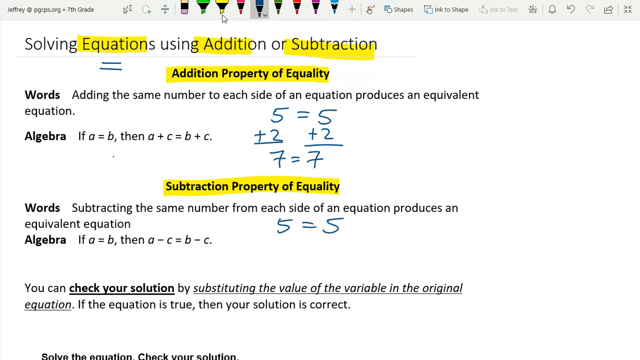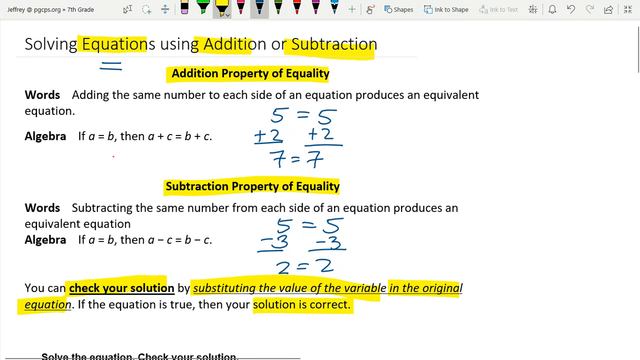So if you have 5 equal to 5, if you subtract 3 on one side of the equation, that means on the other side of the equation, you also subtract 3. So our equation remains equal. Now, after you solve it, to check your solution, you need to substitute the value of the variable in the original equation. Then if the equation is true, that means the expressions are equal on both sides, and your solution or your answer is correct.